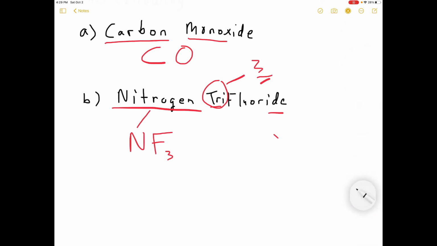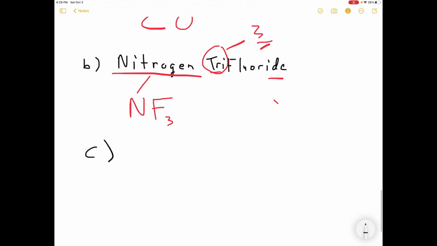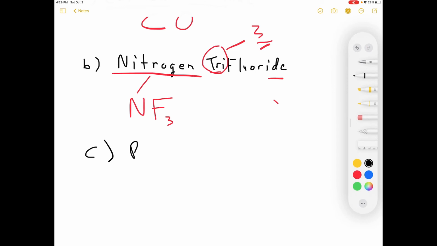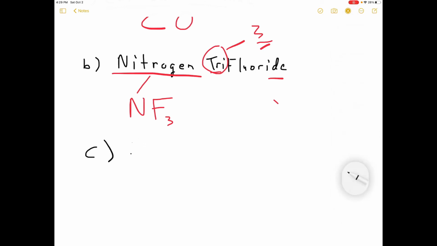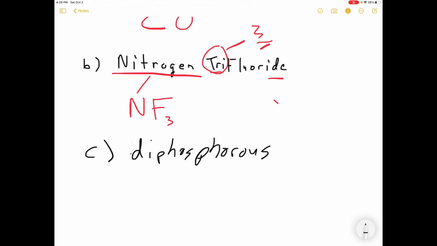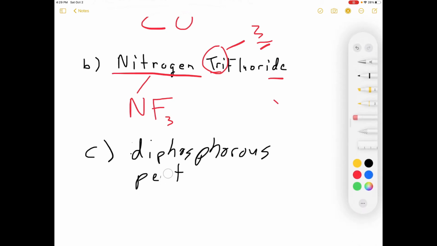The last one that we're going to do here, I want you to try yourself. Once I write it down, I want you to pause the video, try it yourself and see if you got it. I'm going to erase this here. We're going to write diphosphorus pentachloride. Or we can give a more realistic name. Actually, pentoxide is more common. So diphosphorus pentoxide. Give yourself a minute, look at the chart, and see if you can come up with it.